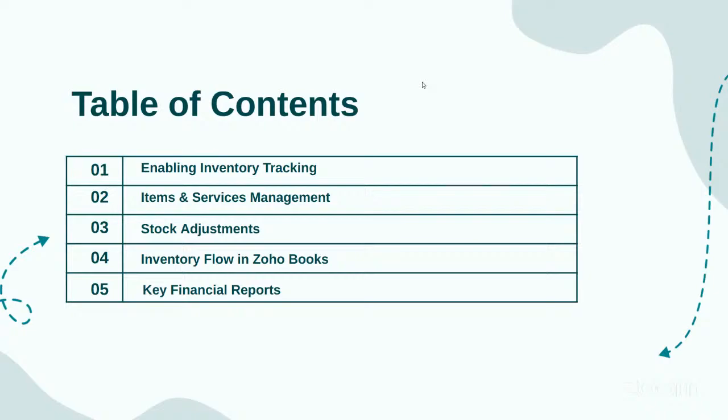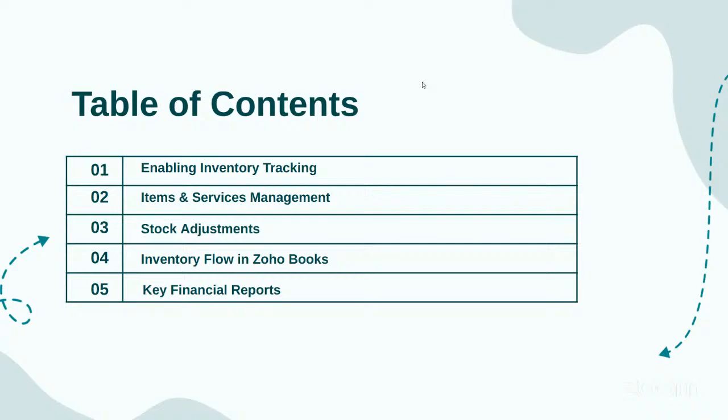Fourth, inventory flow through sales. We looked at how creating a sales invoice for an inventory item automatically reduces our stock levels. This automatic deduction ensures our stock reflects reality, no manual updates needed.